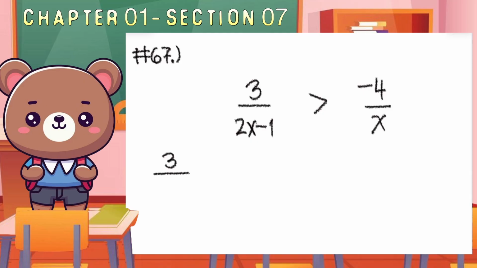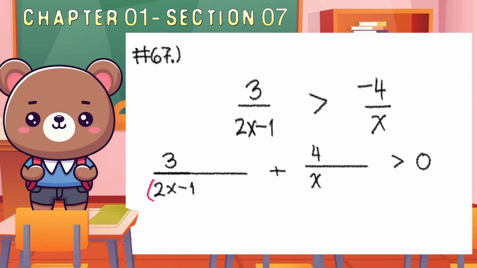So we're going to start off just like all the other cases where we're going to get 0 on one side. And then I'm going to add over this 4 over x, right? Greater than 0. And I'm going to extend my fraction bar there as well. Okay, so I brought everything over. I just left myself a little bit of room. Then over here, I'm going to multiply on top and bottom by x. And over here, I'll multiply on top and bottom by 2x minus 1. Boom.